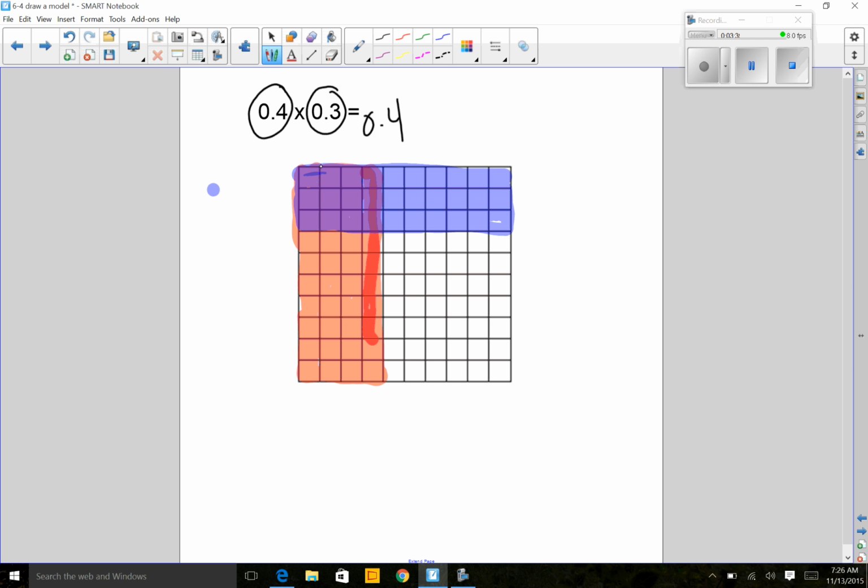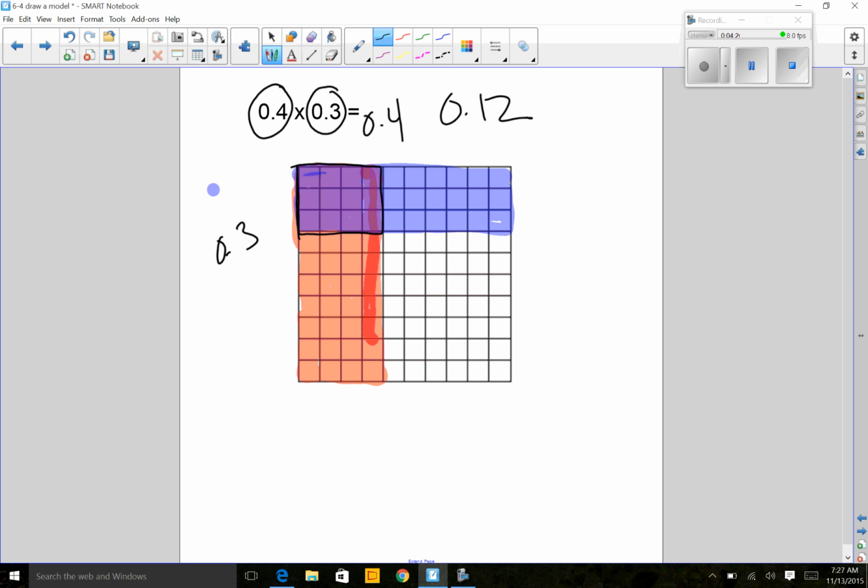Okay, so I have 4/10 going in this way, then I have 3/10 going in this way. I want 4/10 of the 3/10. So if I put a box around where those two things meet, that is 4/10 of 3/10. So I have 1, 2, 3, 4, 5, 6, 7, 8, 9, 10, 11, 12. I have 12 hundredths because that's 4/10 going in this direction, 3/10 going in this direction. Where they overlap, that's 4/10 of 3/10.